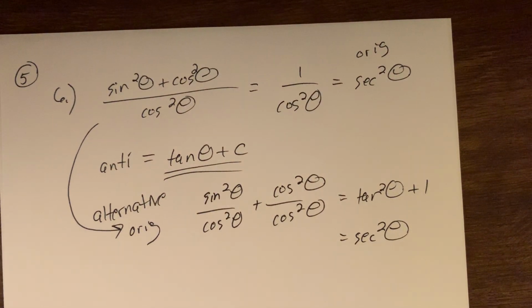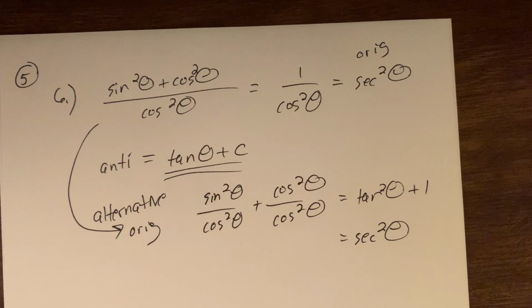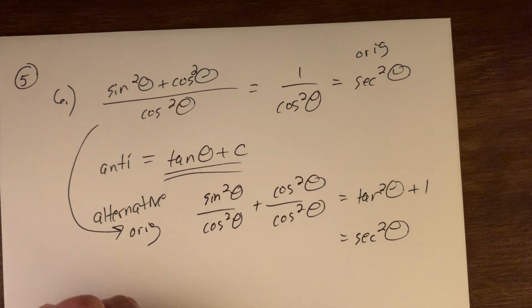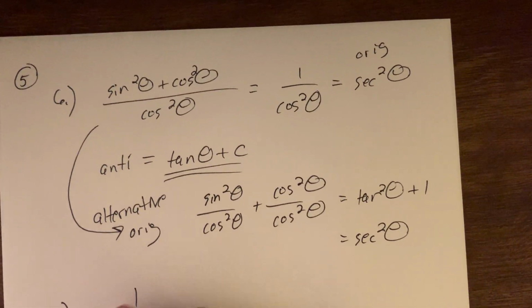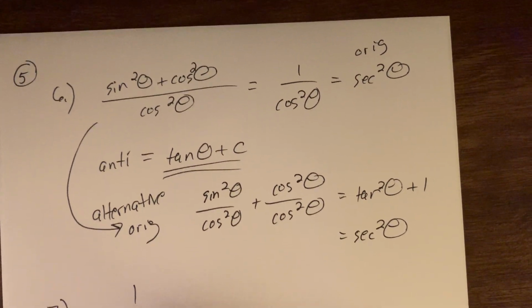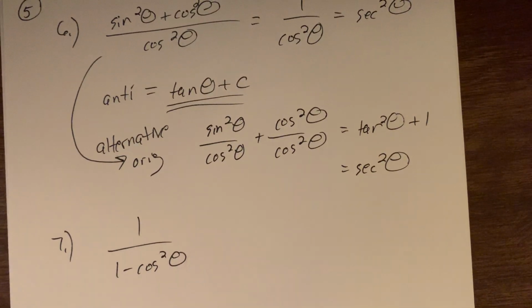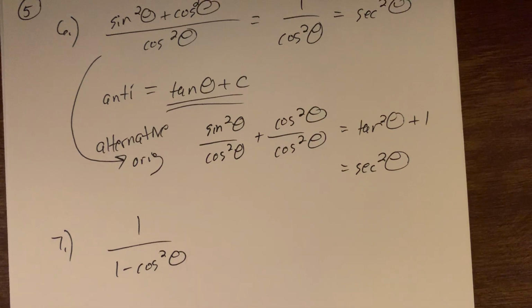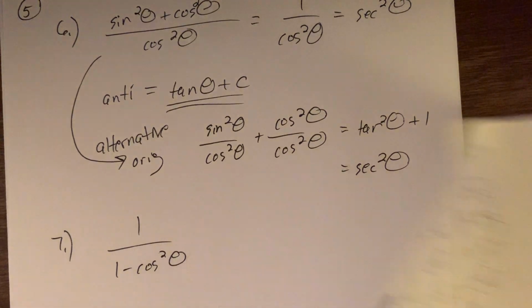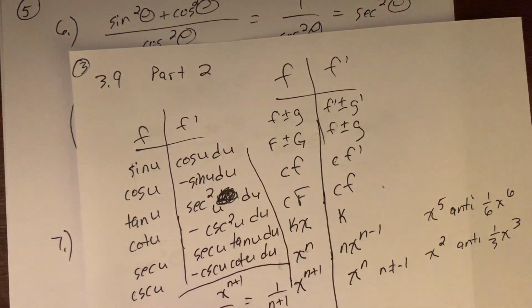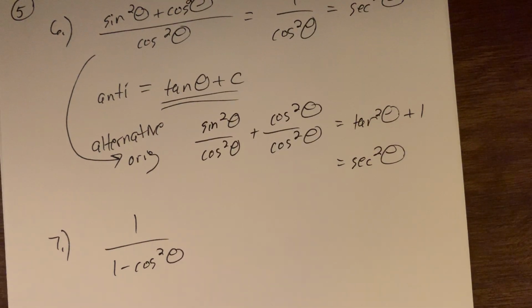Okay, now that's not the only thing that comes up. Certainly, just to realize there's a lot of other possibilities here, but let's just take one last look. Number 7, let's look at 1 over 1 minus cosine squared. Still a tough one. Nothing jumps out initially. Again, we're trying to find the anti. It's not on my chart, so I've got to manipulate somehow.